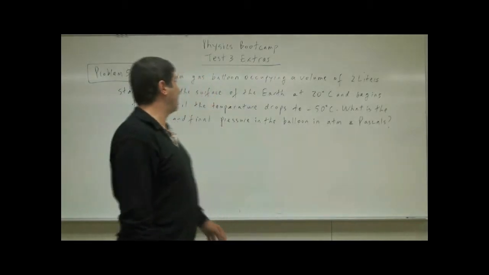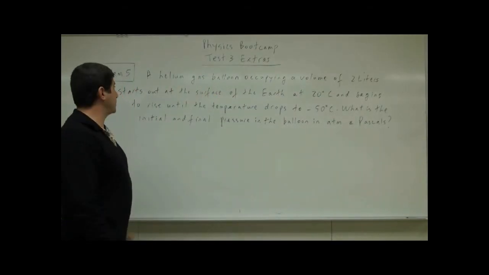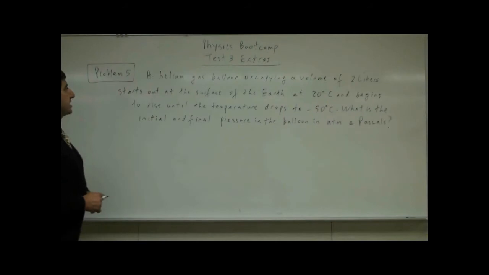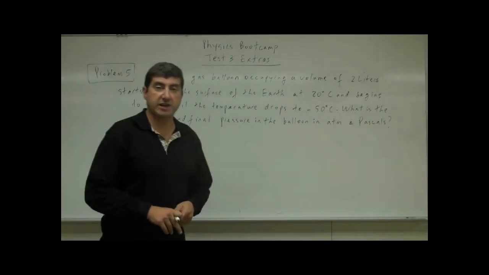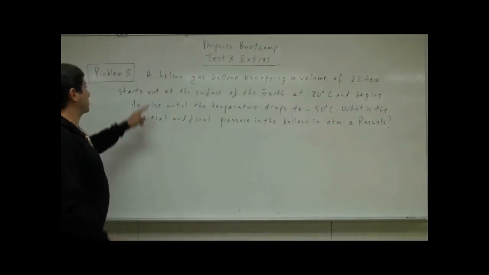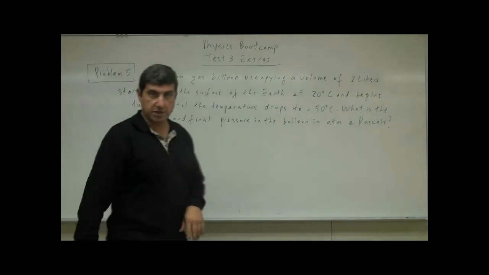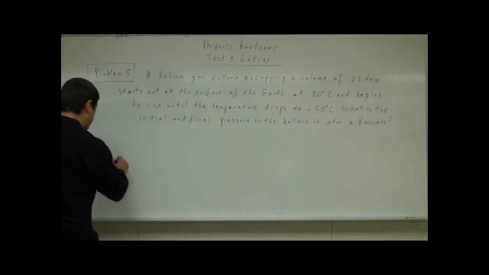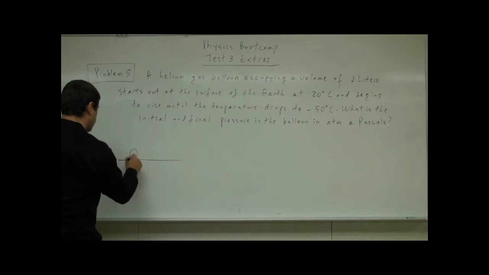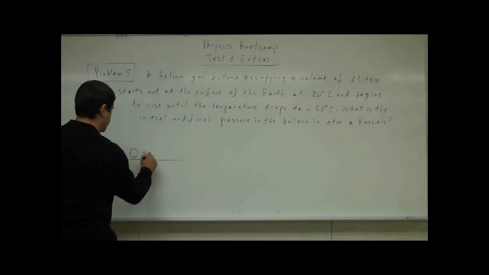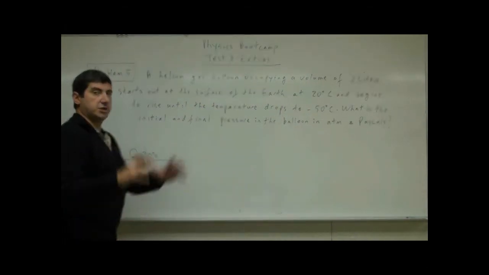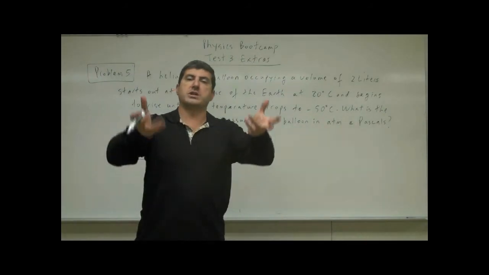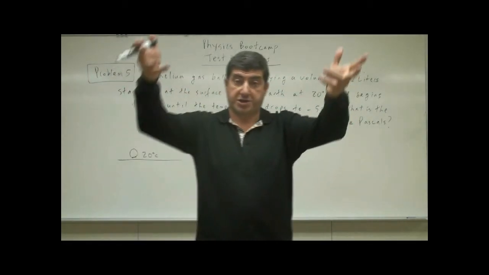Come to problem 5, the test 3 extras. Problem 5 says a helium gas balloon occupying a volume of 2 liters starts out at the surface of the earth at 20 degrees Celsius. So here you have the balloon at 20 degrees Celsius, a helium gas balloon, and then you let go of the balloon. Of course it rises.